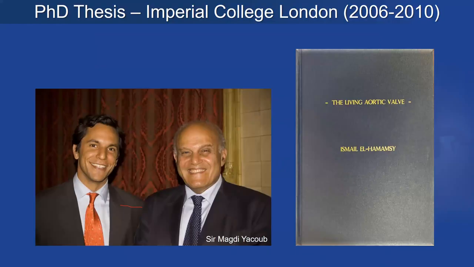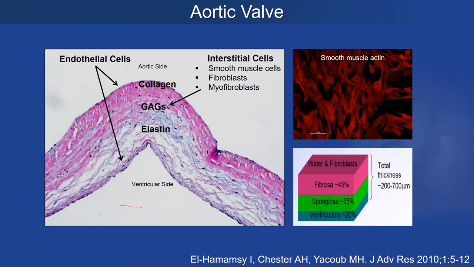I spent 4 years during my fellowship in the lab really studying aortic valves and aortic valve components. And what I can tell you is that aortic valve cusps are very similar to blood vessels. They are very complex. They have a single layer of endothelial cells on both sides. They have a population of cells within the body of the leaflets called interstitial cells, which are a mixed population of cells with smooth muscle cells, fibroblasts, myofibroblasts. These cells can contract, they can repair, they can adapt. They can do all these different things during the cardiac cycle.